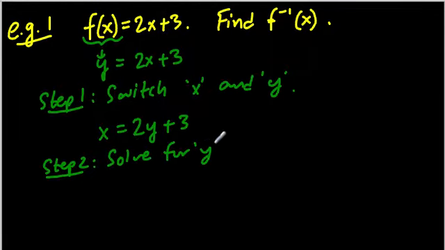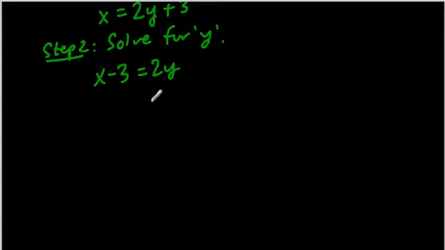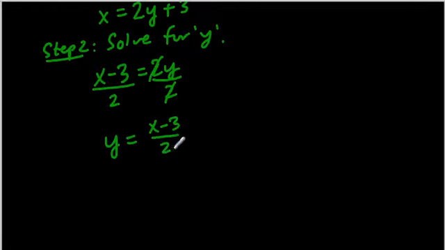So if I have to solve for y in this case, first I have to subtract 3 and move it to the other side. So it becomes x minus 3 is equal to 2y. And now if I want to isolate y, I have to divide by 2 on both sides. So I divide by 2 here and divide this whole thing by 2 there. The 2's cancel out. So I end up with y is equal to x minus 3 divided by 2.